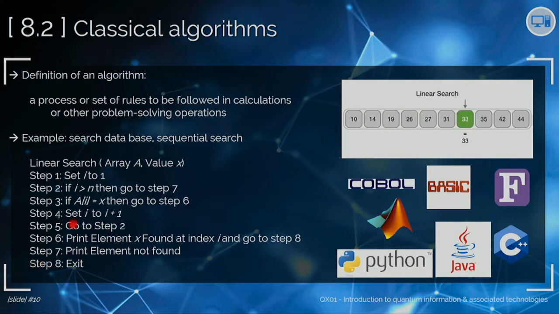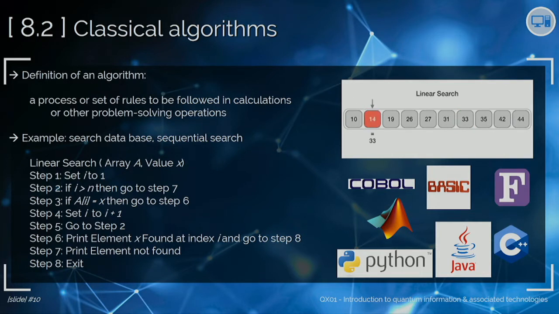And if this is not the case, if the register A[I] is not X, then you set I to I plus 1, so you go to register number 2, and you go back to step 2 again, and so on and so forth. Okay? So this is a simple classical search algorithm. With this, you can use many different languages, so here's a collection of them. But roughly, this is software independent, and that's pretty much what it will look like.